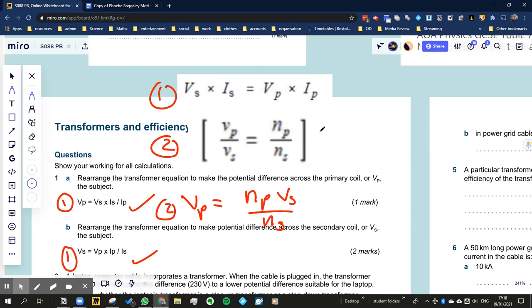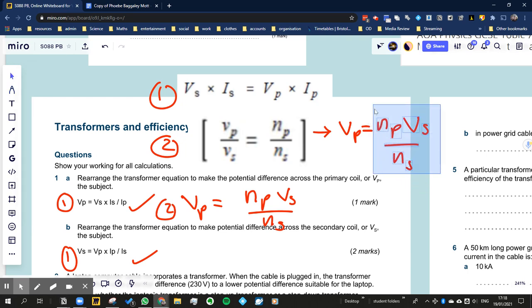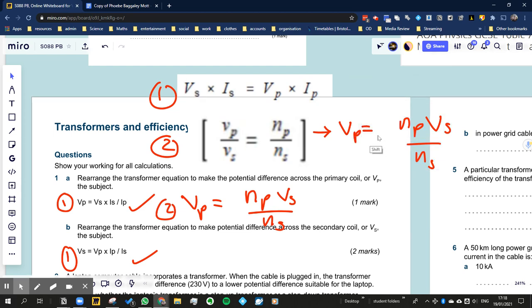So I'm going to take you through the way that most people would understand, but it's long, and then I'll show you the shortcut. If we multiply by VS first, we end up with the same as we had before. So VP is equal to NP multiplied by VS divided by NS. What we can do next is multiply both sides by NS. Rather than write it all out again, I'm just going to move this around, if Mira will let me.